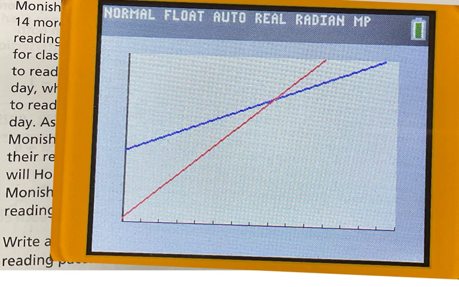So after 1 day, Holly was here and Monisha was here. After 2 days, Holly and Monisha. When did she catch her? Day 8. At the point of intersection, right? Wherever they meet, that's where they've read the same number of pages based on the day. So how could I find that point of intersection? Our calculator will do it for us.